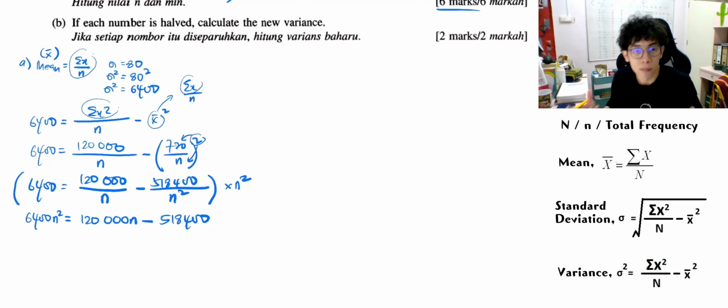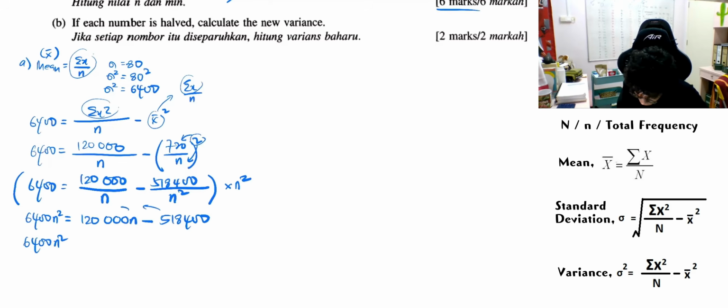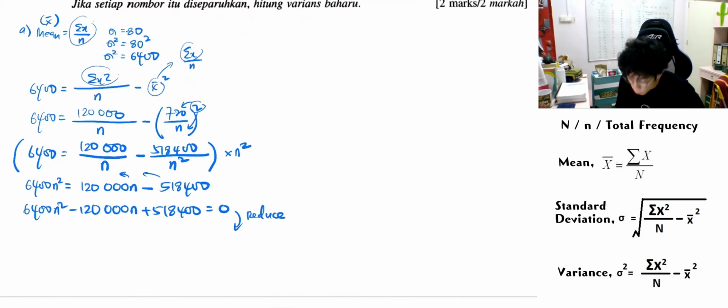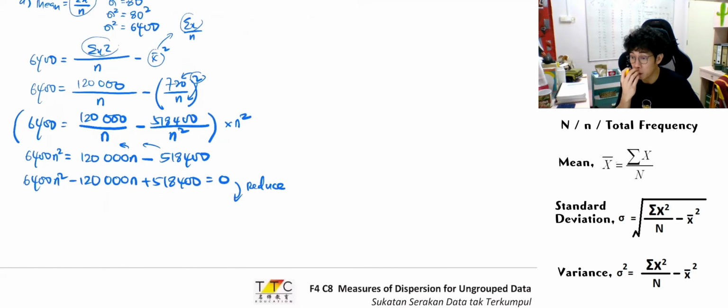So quadratic equations. You're going to bring them together. So 6400 n squared, then the rest you have to bring it there. So you get minus 120,000 n plus 518400 equals 0. But the thing is, over here, what happened? Too big. So we have to reduce it. Okay, we have to reduce. So everyone, can you tell me I will divide by what to reduce the whole thing? I will divide by 1,600.